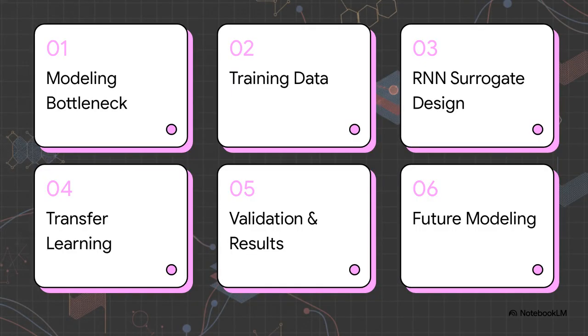Here is our roadmap. First, the computational modeling bottleneck. Then, generating the training data. Designing the RNN surrogate, transfer learning for sparsity, validation and efficiency results, and finally, the future of materials modeling.